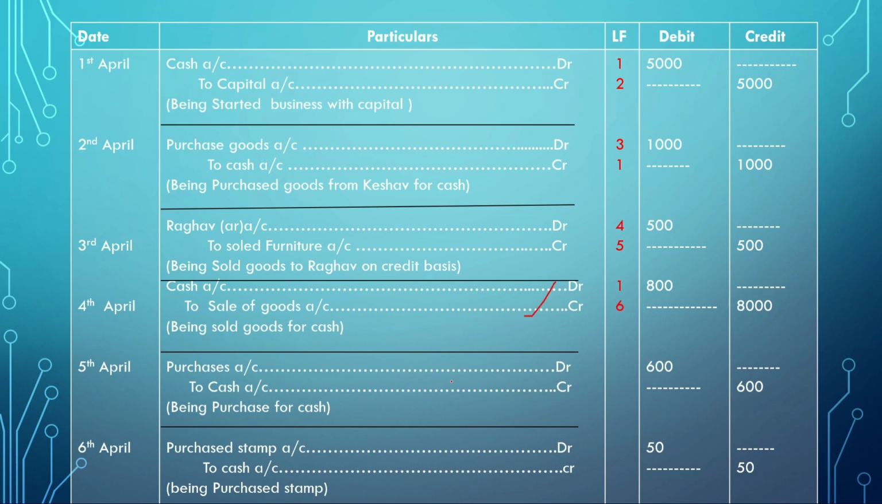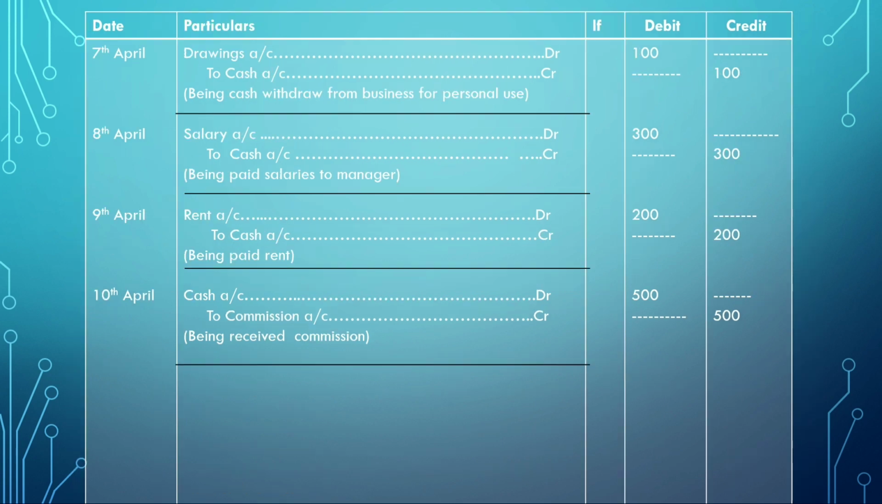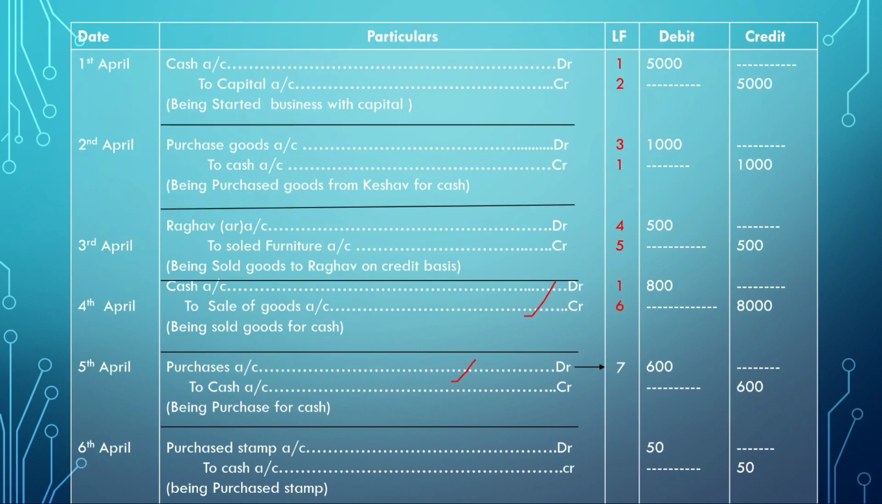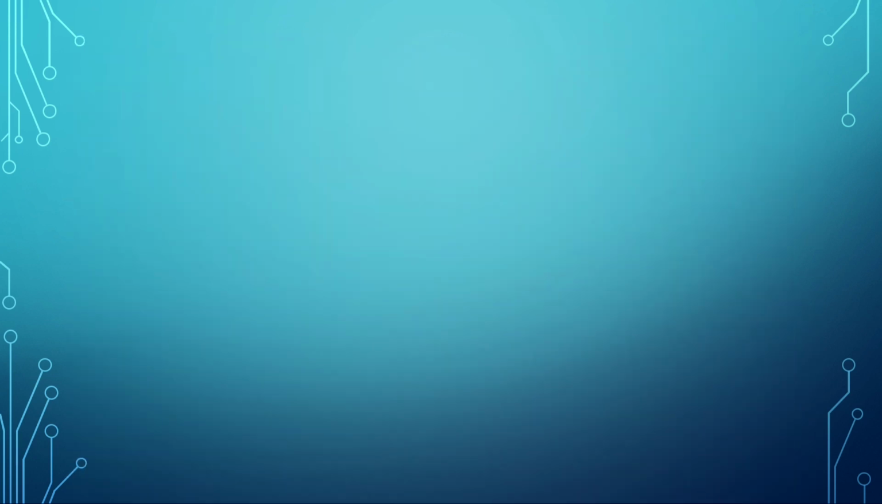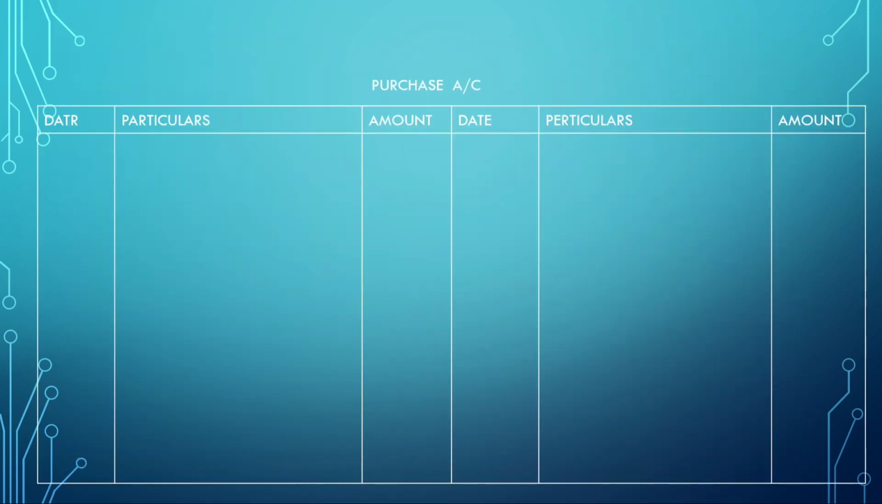And now we'll go with the purchases account. The purchases account is the 7th ledger account. Okay, open. This purchases account transaction happened on 5th April. It is a debit. The purchases account is a debit, so we write it on the debit side. Purchases means the left hand side.